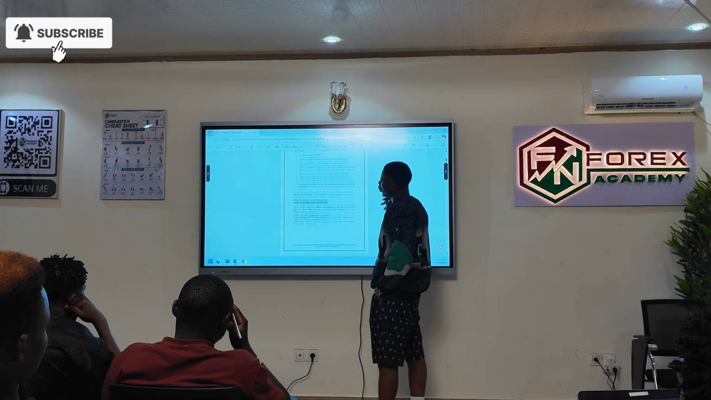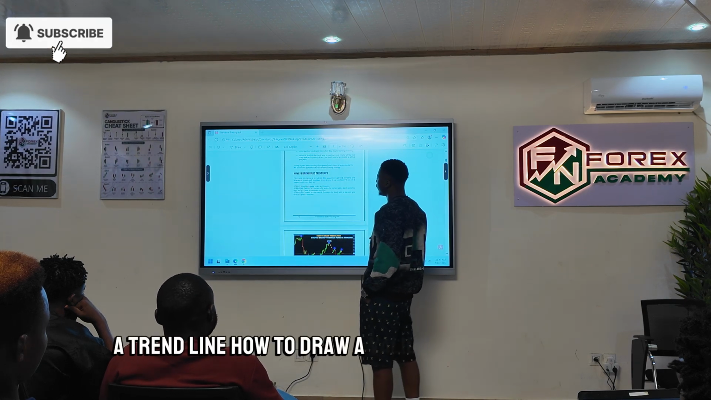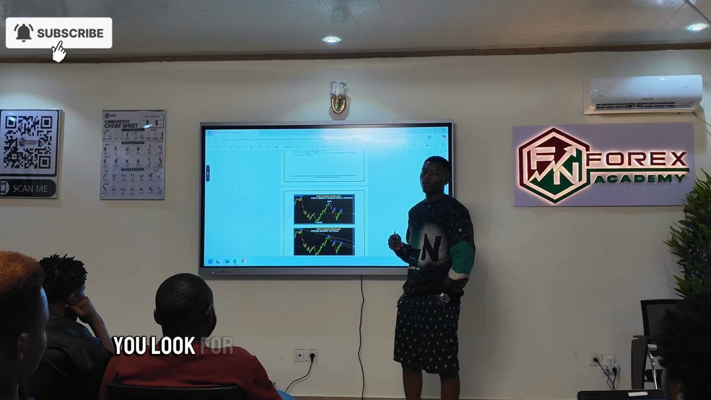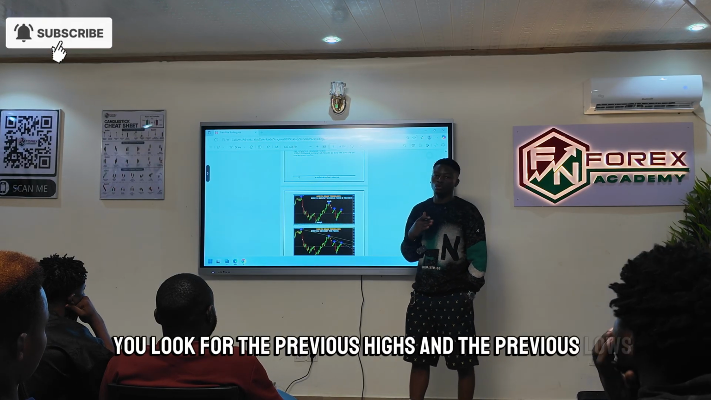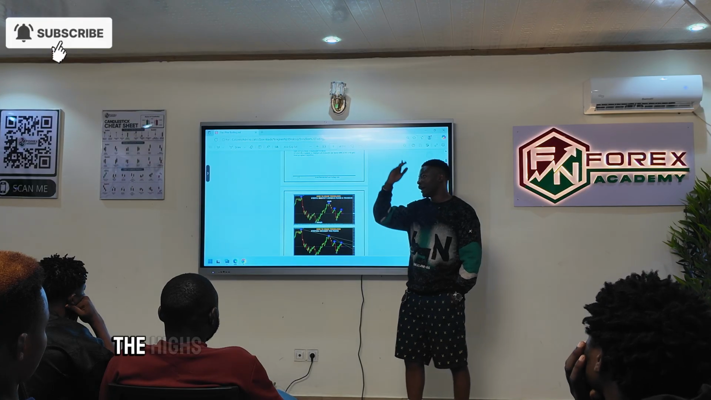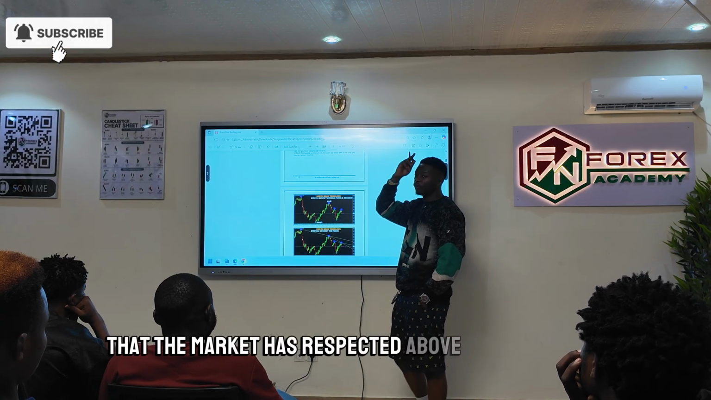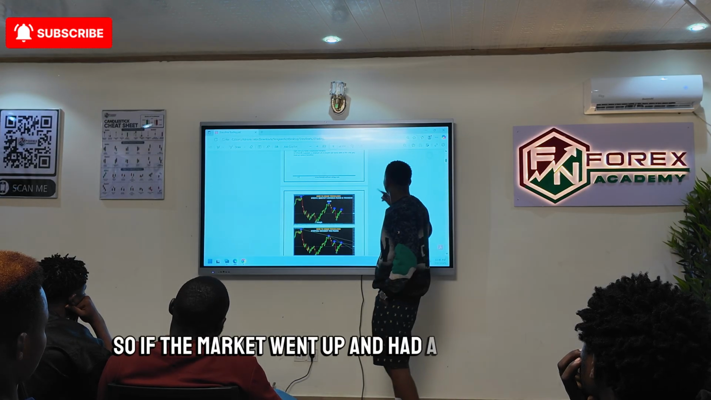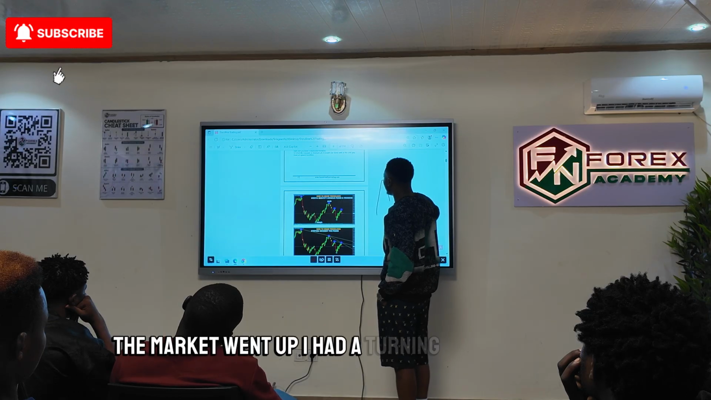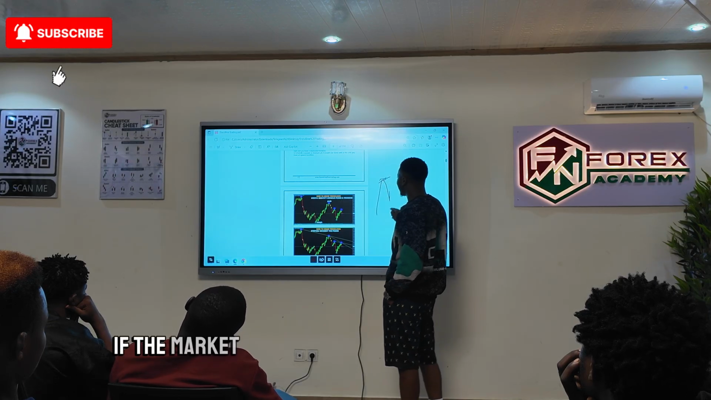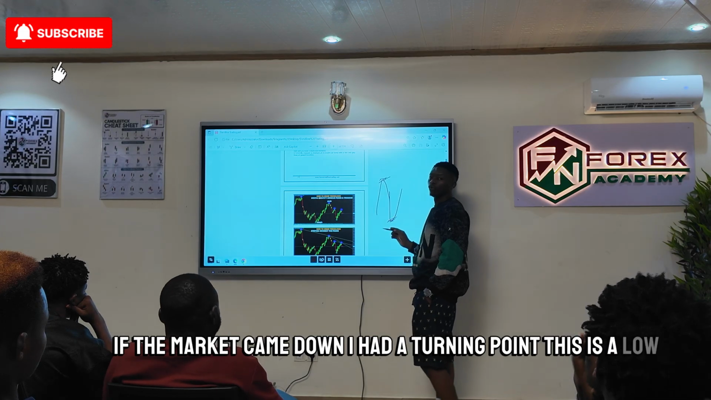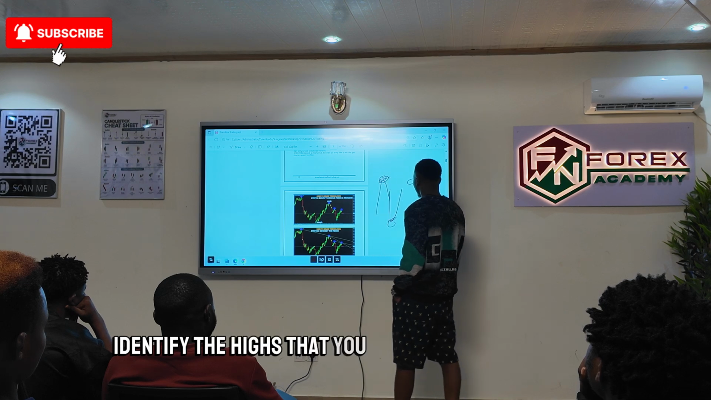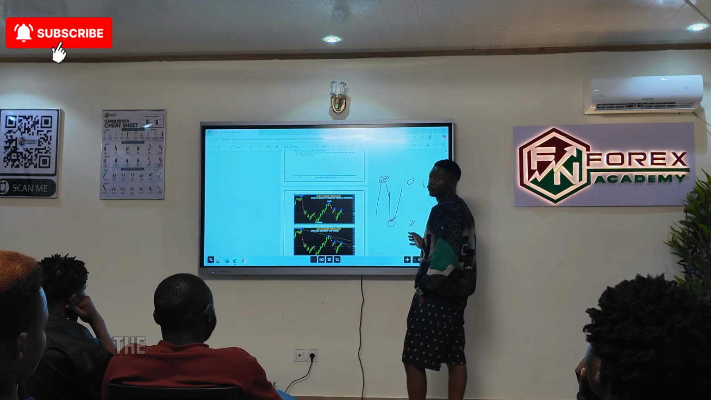Now, how to draw a valid trend line. When you open your chart, first of all, you look for the previous highs and the previous lows. The highs are the levels that the market has rejected above. The lows are the levels that the market has rejected below. So if the market went up and had a turning point, this is a high. If the market came down and had a turning point, this is a low. So what you want to do is first of all identify the highs that you will see and identify the lows.